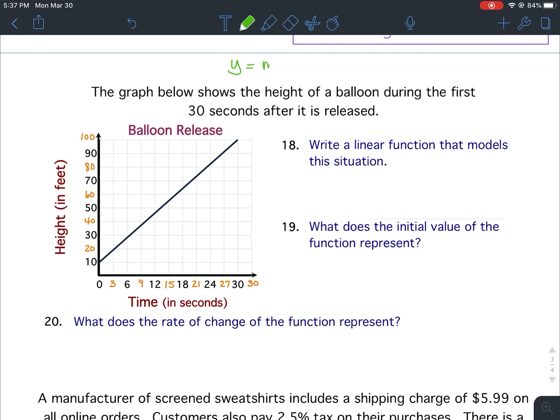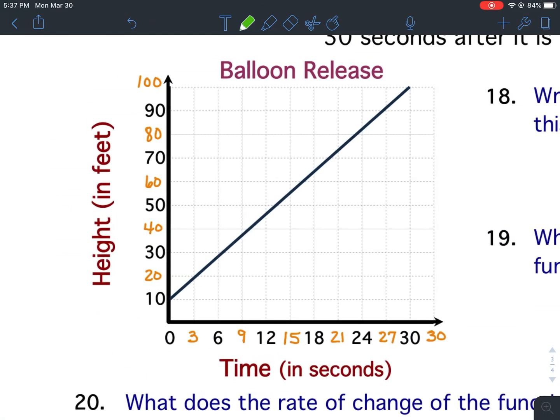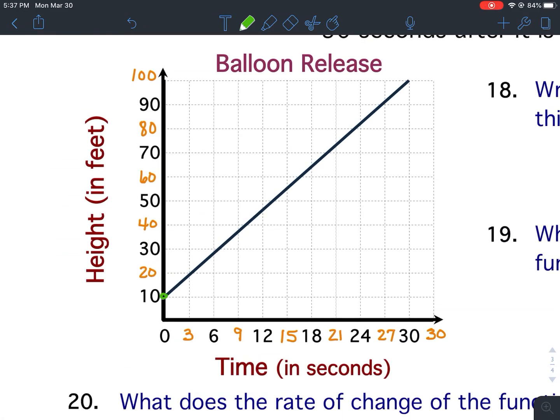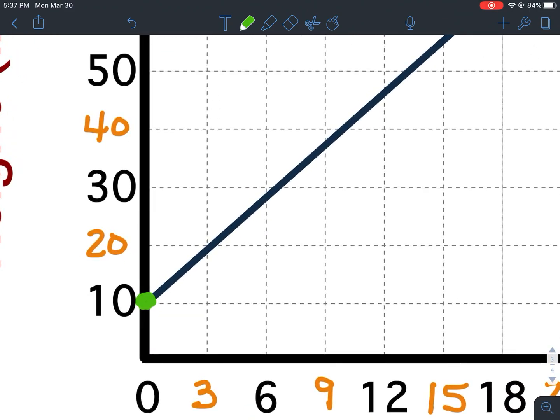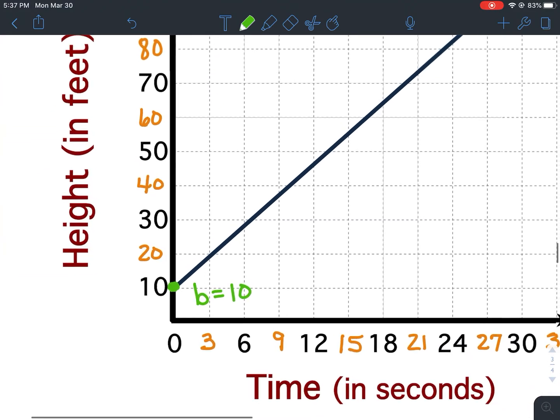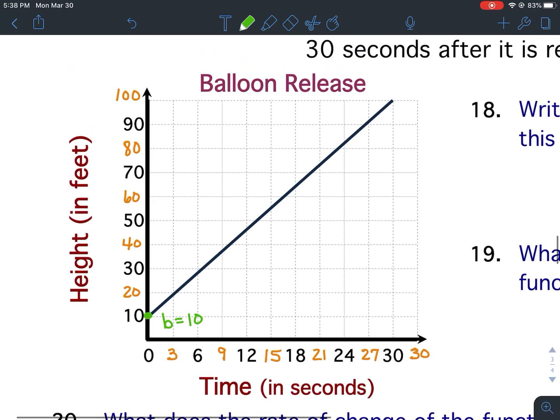Y equals mx plus b. So we have to find the slope, which is m, and the y-intercept, which is b. All right, so the easiest thing to see when you're given a graph is your y-intercept. So right there is where the graph intercepts the y-axis. So that is our b. So b equals 10.